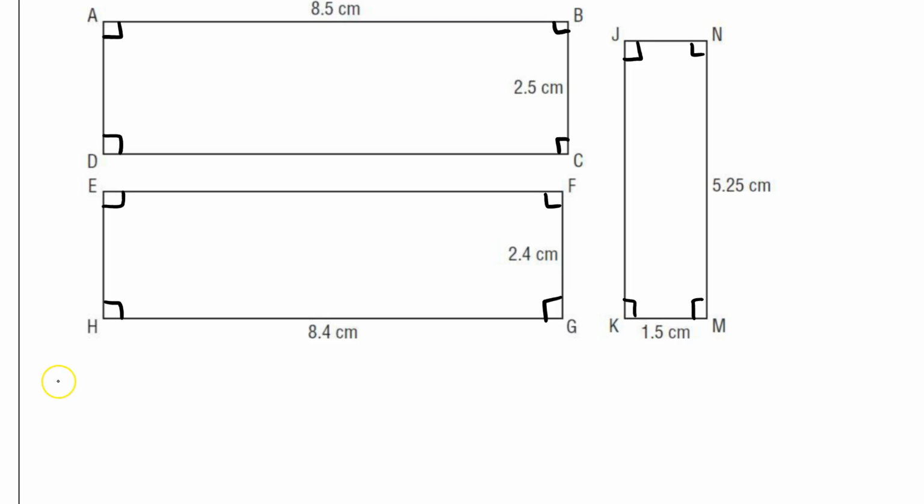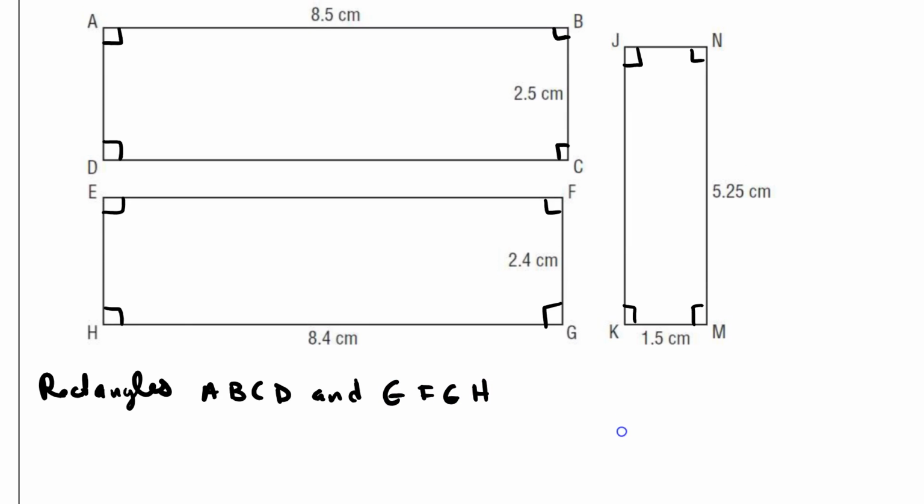So if I was considering rectangle ABCD and EFGH, I would say AB over EF equals, now the length of AB is 8.5, and the length of EF, even though it doesn't say it on here, is 8.4. So then that scale factor would be 1.0111, and so on, going on forever.